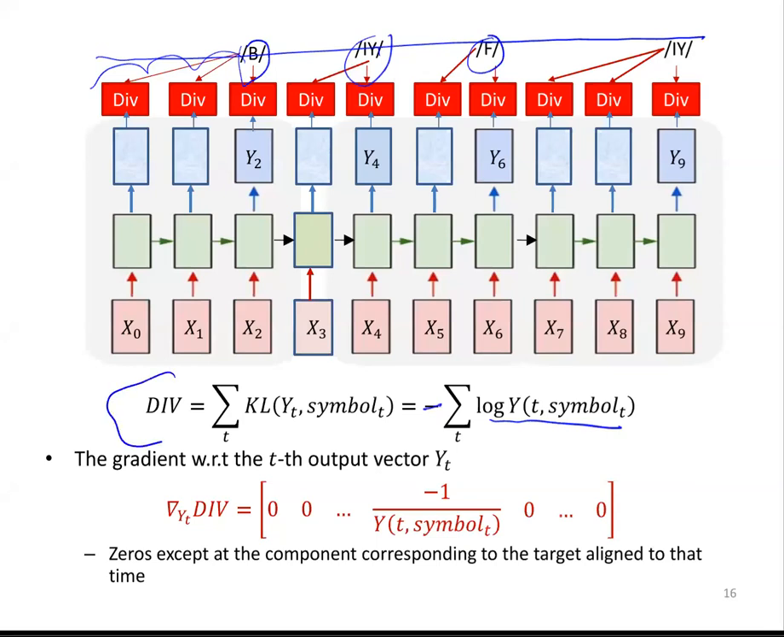And if I take the derivative of this divergence with respect to any particular output, that is simply going to be a bunch of zeros. Because at any particular output, the divergence depends on the log of the probability of the target symbol at that time, you're going to have just one non-zero entry in this divergence, and that's going to correspond to the target symbol, and the entry is going to be -1 over the probability assigned to the target symbol. Right. So this is all the old stuff from the last class.